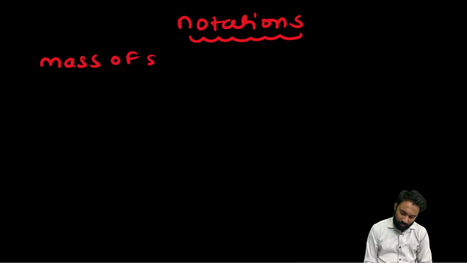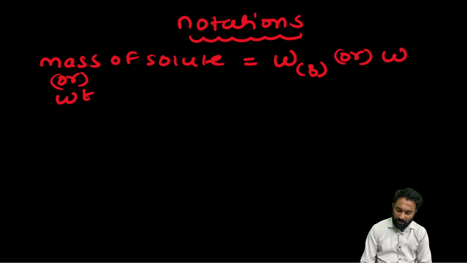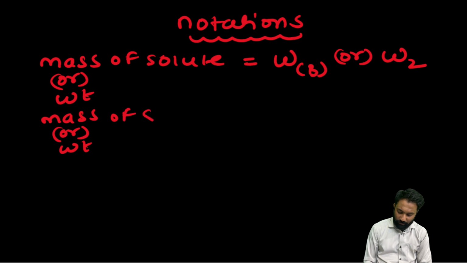Mass of solute or weight of solute. Mass or weight, both are the same. Mass of the solute, weight of the solute, if they have given, we are going to represent it with WB. In some books, they give some notation, they use W2. So here we are using WB. WB represents the mass of the solute. Clear?